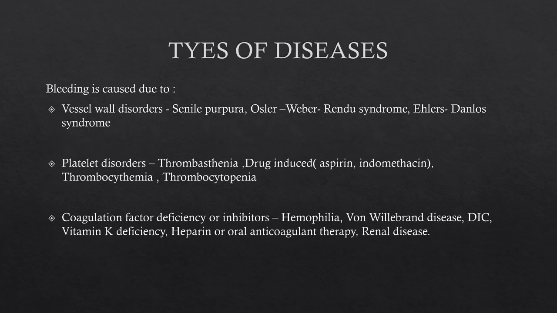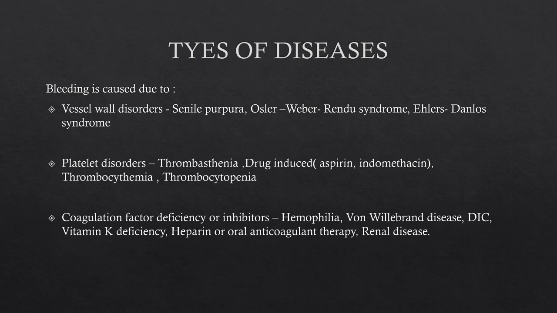Disorders of platelet quantity can cause hepatosplenomegaly, spontaneous gingival bleeding, and patients will be at risk of hemorrhagic stroke. The types of diseases can either be a vessel wall defect, like senile purpura, Osler-Rendu-Weber syndrome, Ehlers-Danlos syndrome. It can be a platelet disorder, wherein the quality of the platelets, although present, will be faulty. It can be drug induced, such as with the use of aspirin or indomethacin. Thrombocythemia is where there is an increased number of platelets, and cytopenia is a decreased number of platelets.